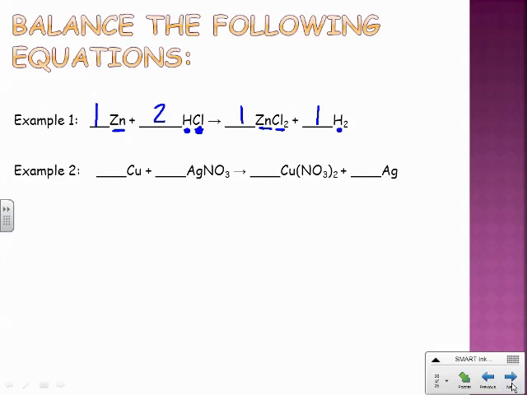Example number 2, I have copper plus silver nitrate making copper(II) nitrate and silver. So let's go ahead and start with this first one.